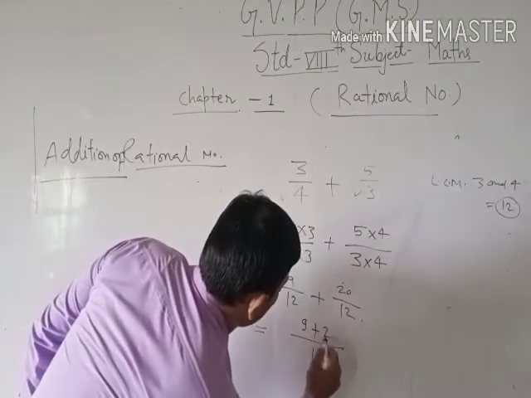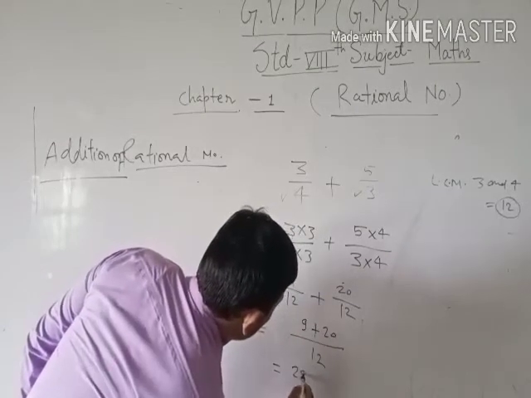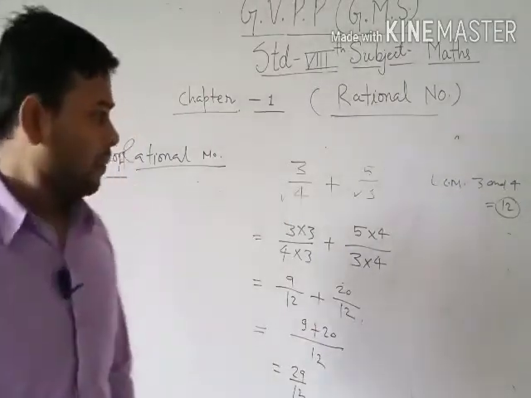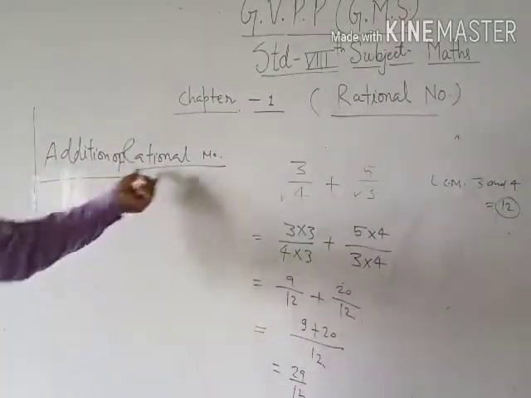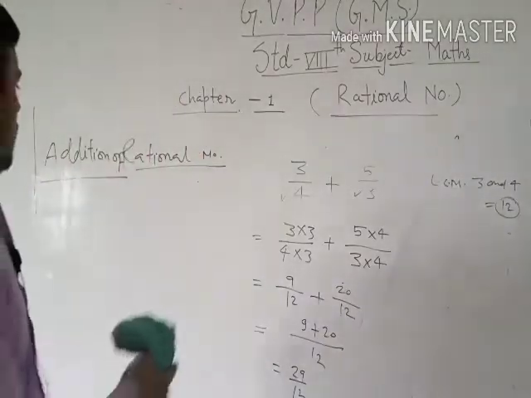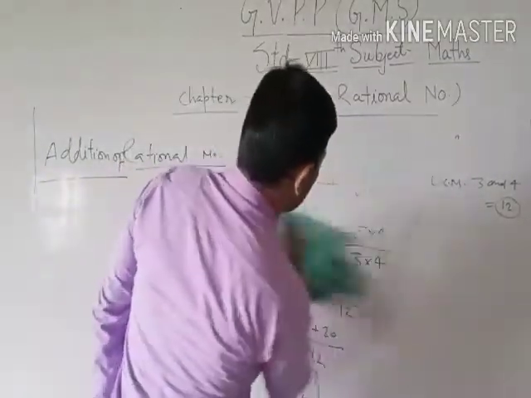So you will write 9 plus 20 and it will be 29 upon 12. This is your answer. Okay, so you understand here addition of rational number. So now I will tell you the subtraction of rational number.